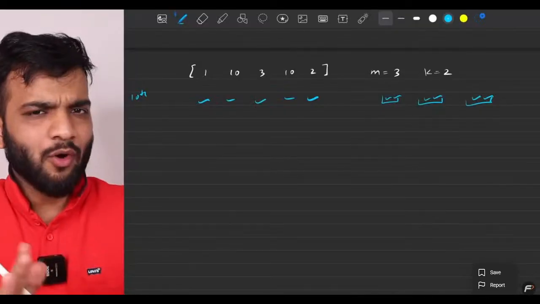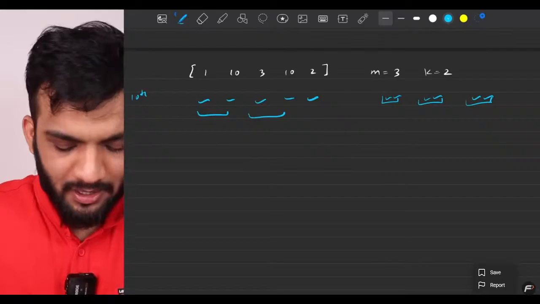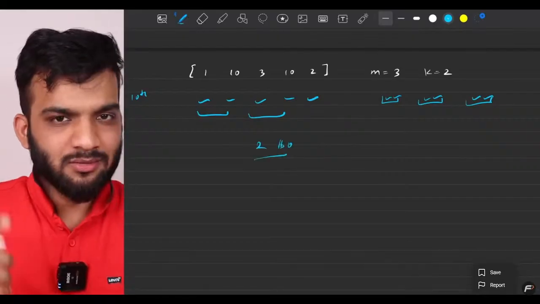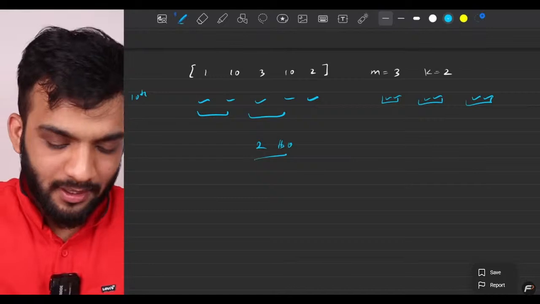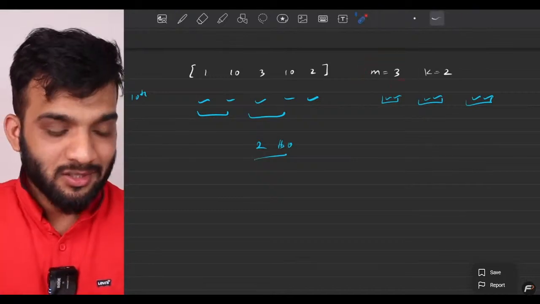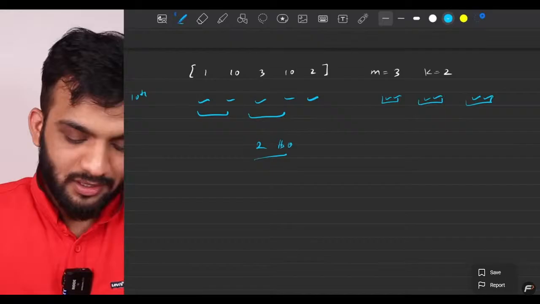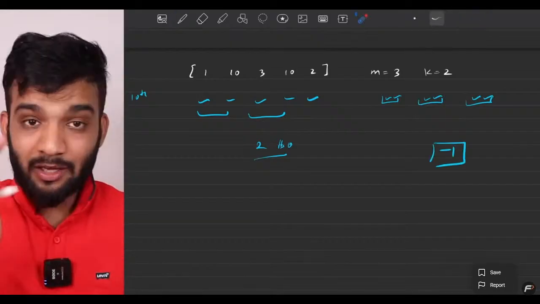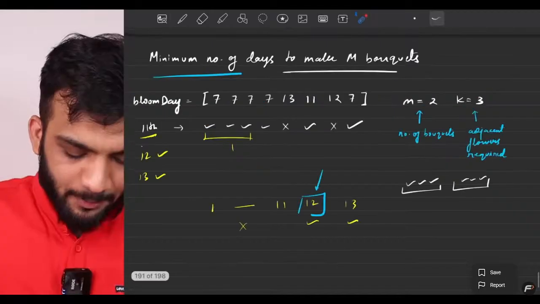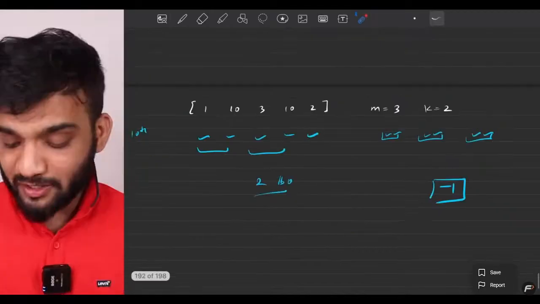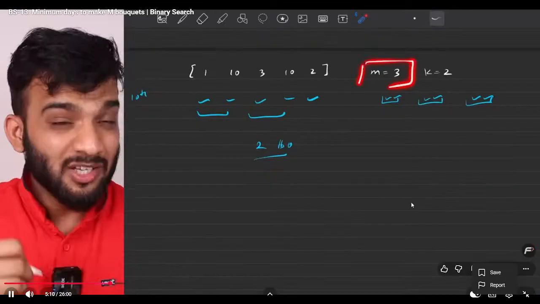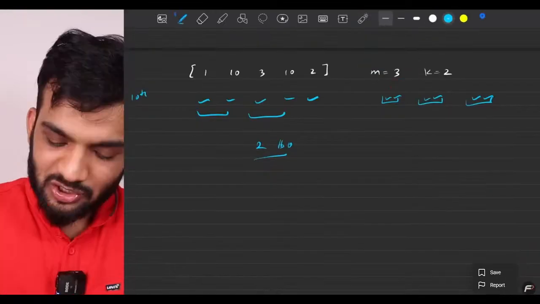Have already bloomed, and I can at max make two bouquets. That is what I can make, and the problem is demanding you to make 3 bouquets. So in such cases you have to return me -1, and that is the problem. If it is possible, tell me the minimum number of days. If it is not possible, straight away return -1.